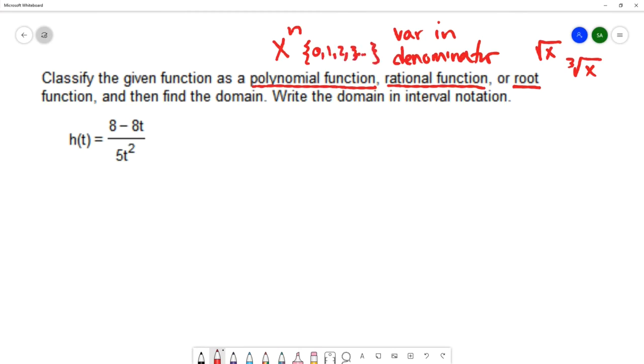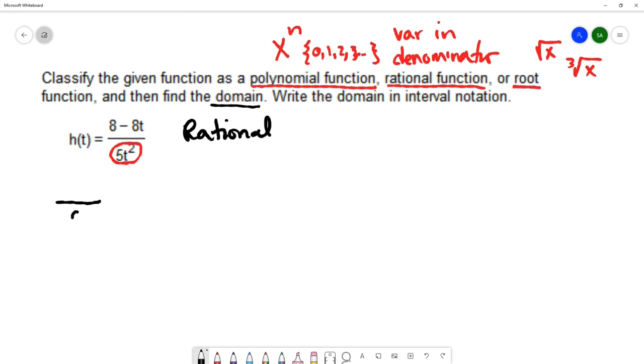But you can see it's pretty obvious in this one that we have a variable in the denominator, and that makes this a rational function. So we have a rational function. And we want to find the domain of this rational function. The domain is the set of all the x's, in this case t's, since that's the variable that we're using in the equation. So we're trying to find a list of all the numbers that we're allowed to substitute into this. We can only really come up with one problem, and that is with the denominator.